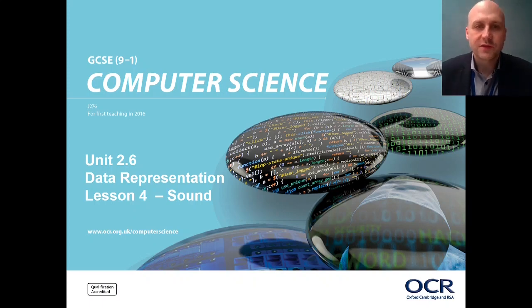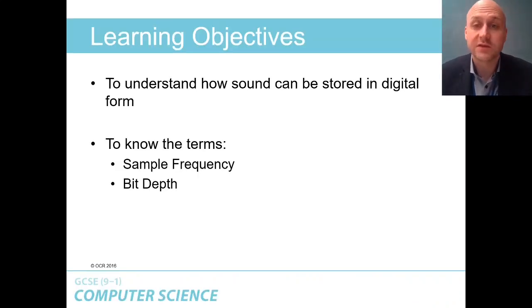Right, so welcome to the computer science lesson on sound in computers. In this lesson, we're going to learn how a computer turns analog sound that we hear into digital sound for the computer. We're going to look at two terms: sample frequency and bit depth, and I'm going to go through them in great detail so you understand exactly how they are used.